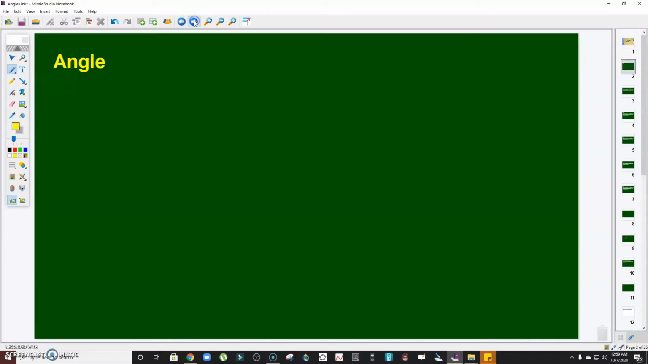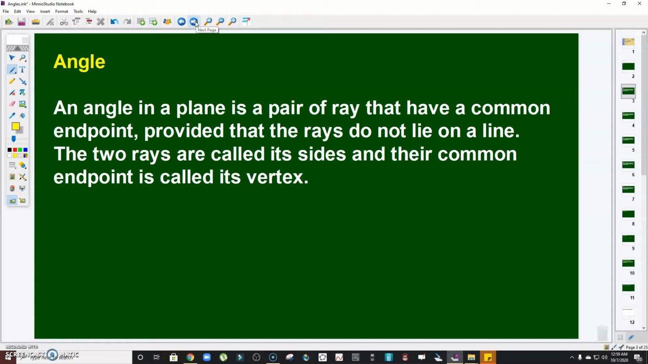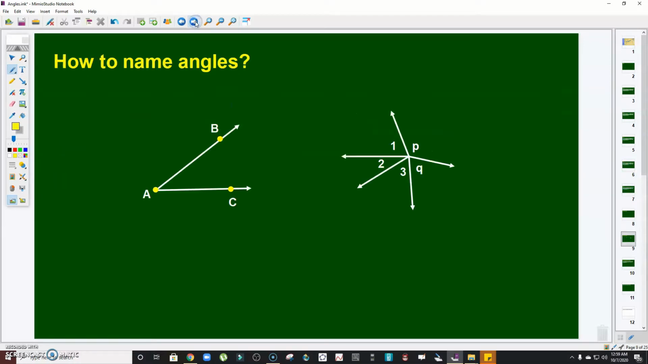Okay, so let me start by defining what is an angle. An angle in a plane is a pair of rays that have a common endpoint, provided that the rays do not lie on a line. The two rays are called its sides, and their common endpoint is called its vertex. Let's take a look at these two illustrations.